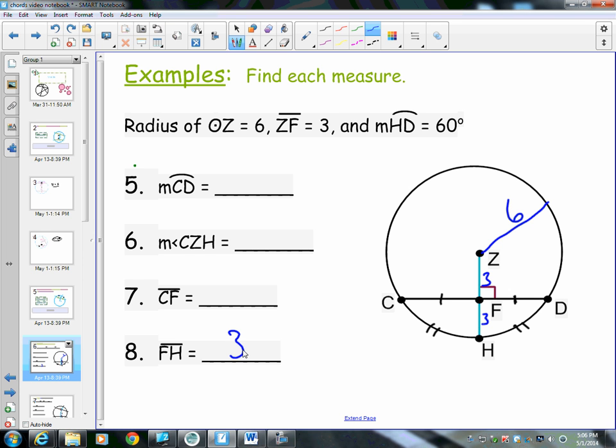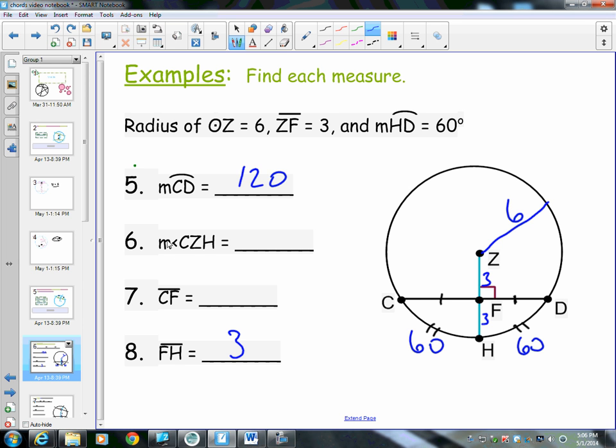FH is 3. Then it tells me that the measure of arc HD is 60 degrees. If HD is 60 degrees, it's congruent to CH, so CH also has to be 60 degrees. Number 5 is asking for the measure of arc CD, from C all the way around to D. Well, what does this equal? We have CH is 60, HD is 60. Add them up, 60 plus 60 is 120.